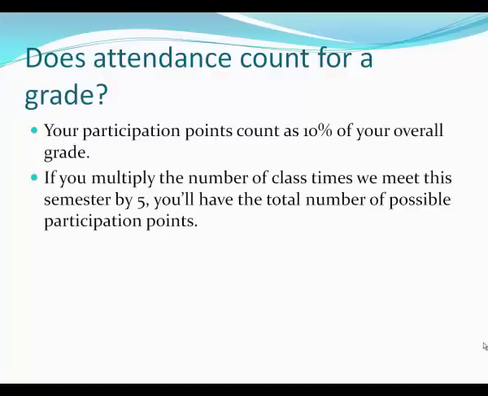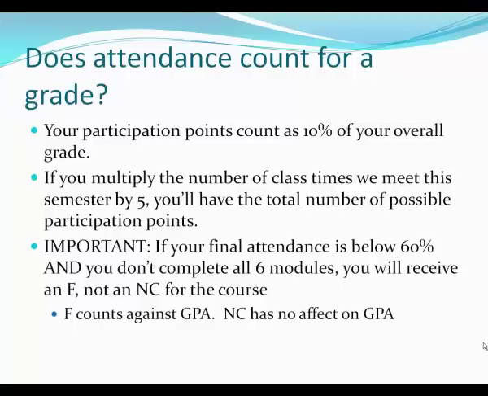So to find out how many points are possible, at the end you can multiply the number of class times that will meet this semester by 5, because there are 5 points available per class. Now, the number of points available total will depend on whether there are holidays or snow days or other things that might cancel class for you. So that number is not going to be the same for every class. And it's important that you understand this, very important. You might want to write it down.